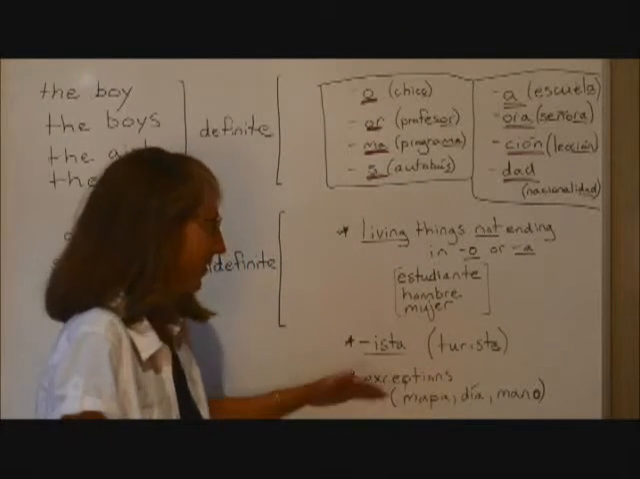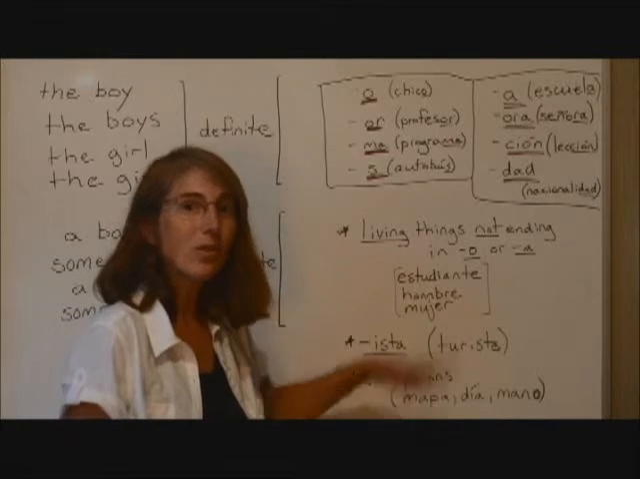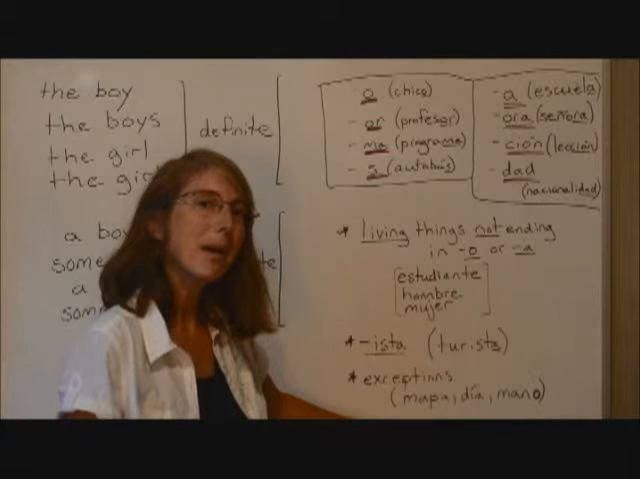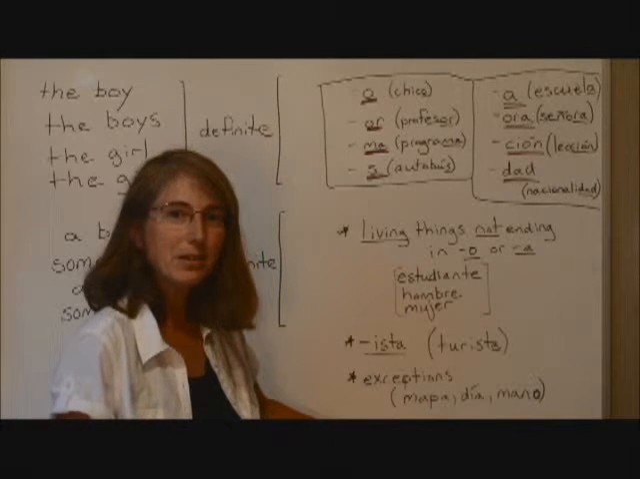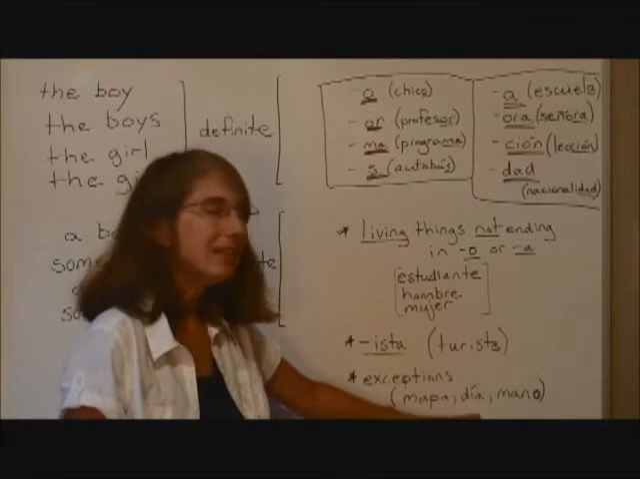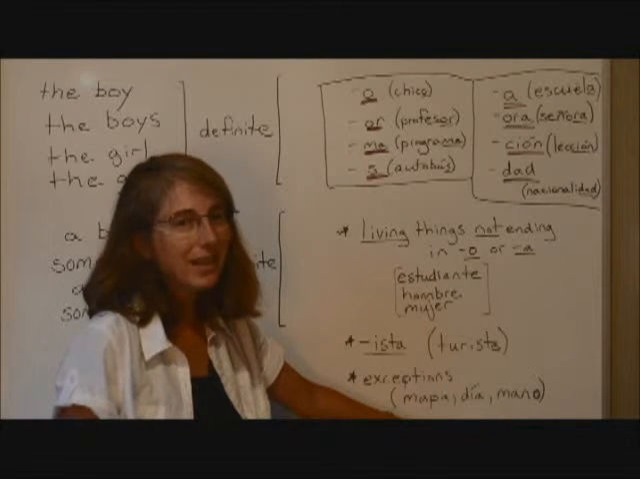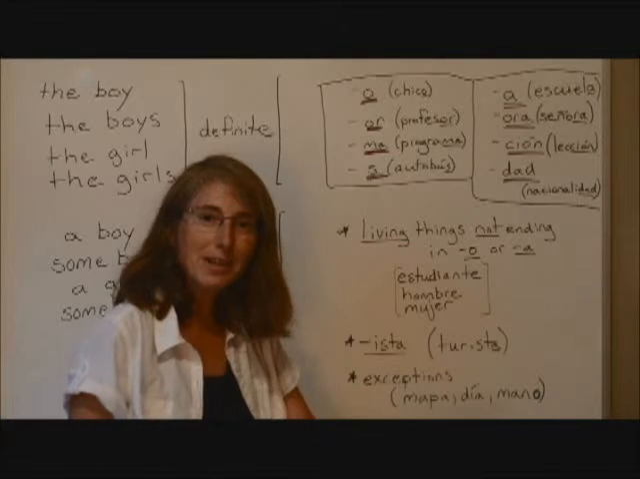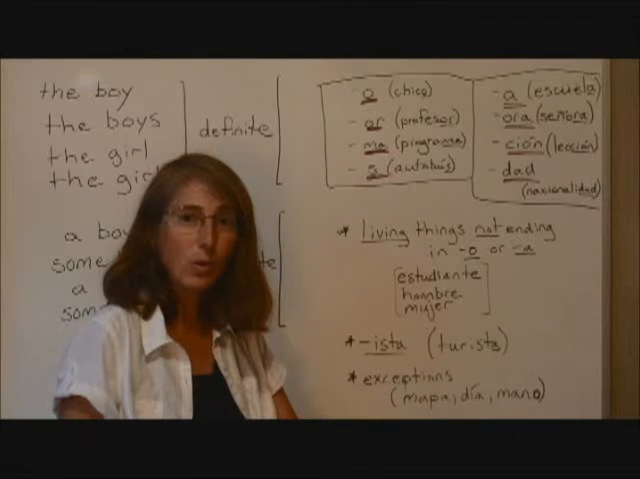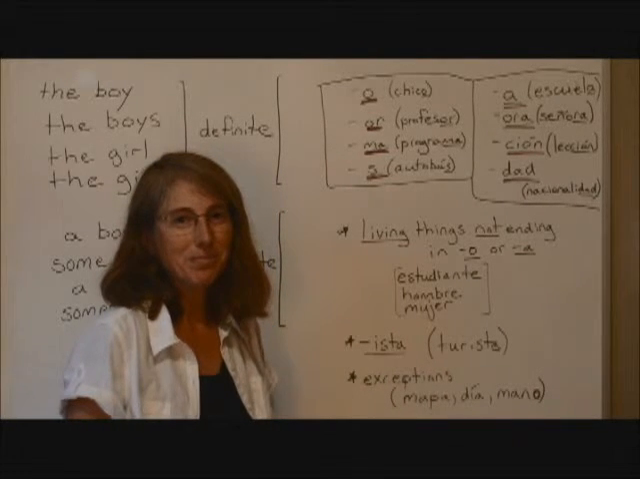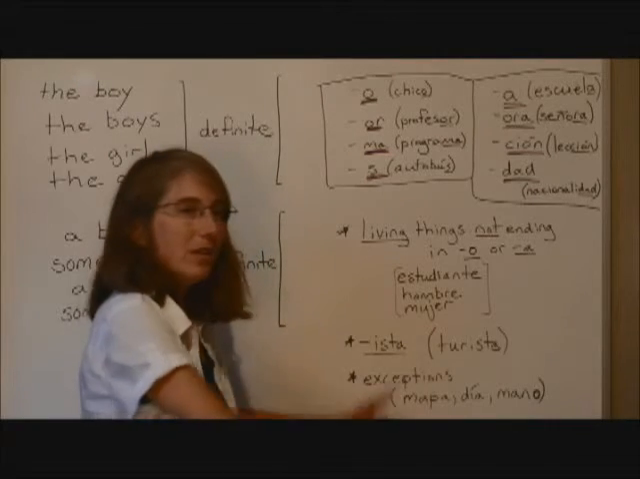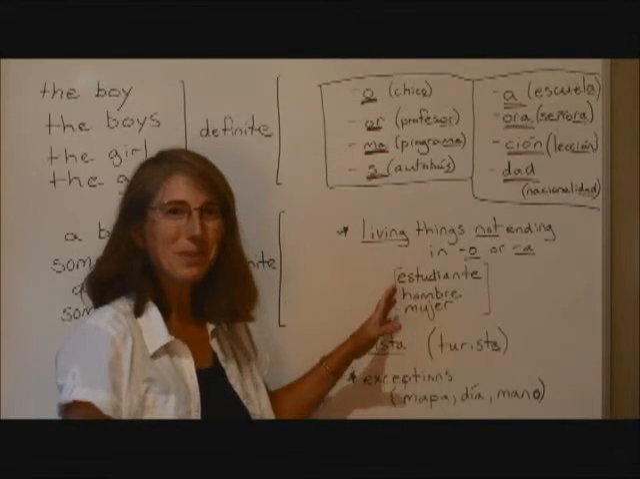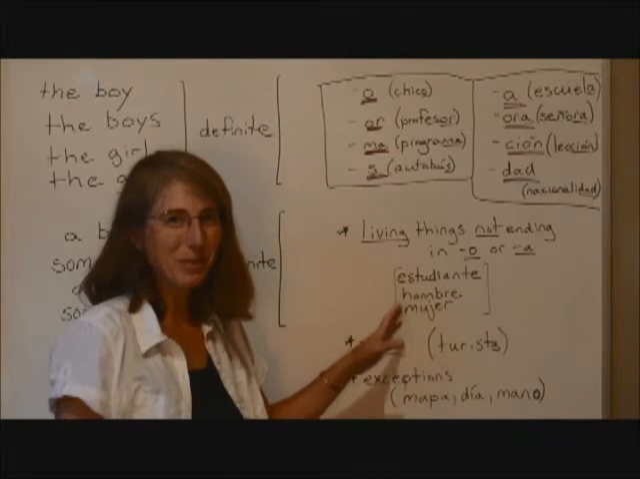Okay? Some exceptions to all the rules are words like mapa. Mapa is masculine. Día, even though día ends in an A, it's masculine. Mano, mano means hand. Even though mano ends in O, it's a feminine noun. If you follow the rules, you'll be right 99% of the time, but there are always going to be some nouns that break the rules.